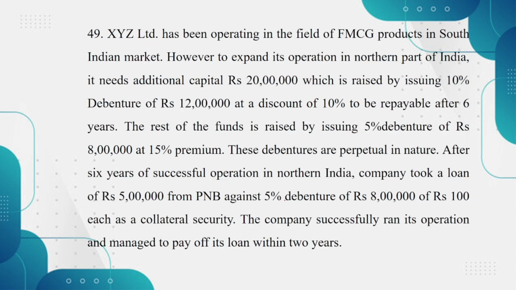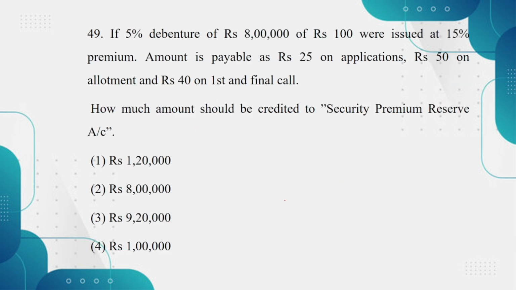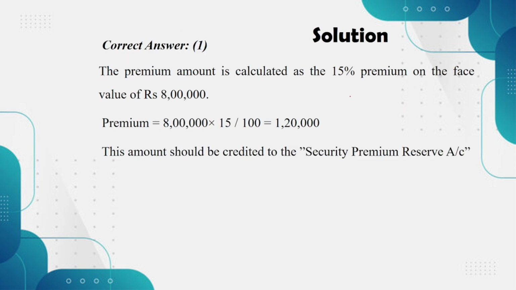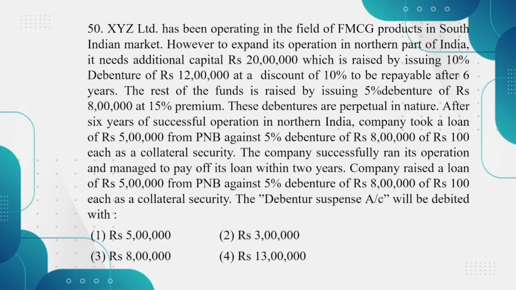From this case-based question, again, the company successfully ran its operation and continuation. How much amount should be credited to securities premium reserve account? You know very well, SPR comes when the debentures or shares are issued at premium. Here 8 lakh at the rate of 15% is the premium amount. So 8 lakh into 15 by 100, 1,20,000 is the answer. Very simple question. You have to read the case study question very carefully.